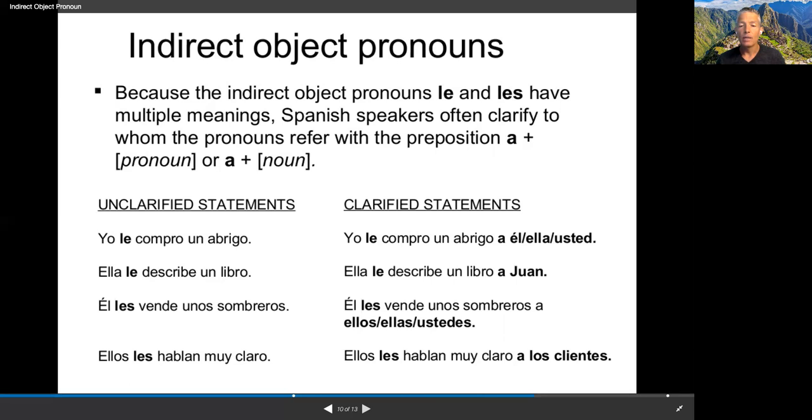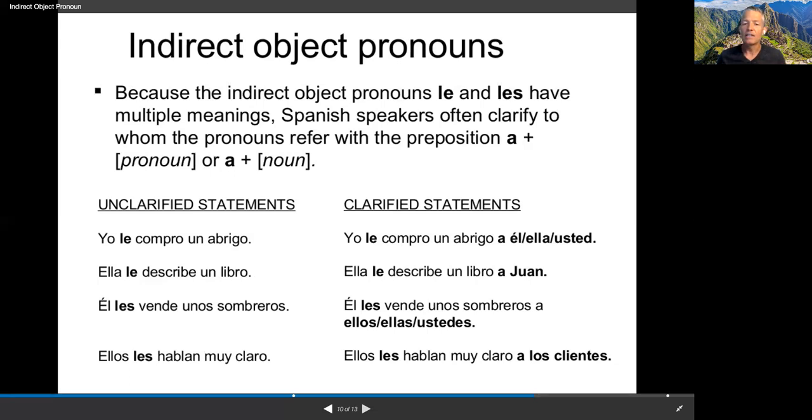Él les vende unos sombreros. Okay, he sells some hats to them, to you all, to them girls. We don't know. So we attach a plus the people to make it clear. A ellos, a ellas, a ustedes, a Juan y a Luisa. Ellos les hablan muy claro. Who is les? We don't know. So if I say a los clientes, to the customers, now we know who les is. It makes it absolutely clear.